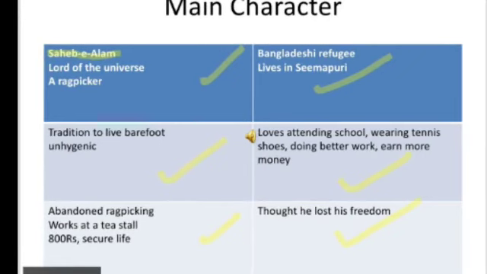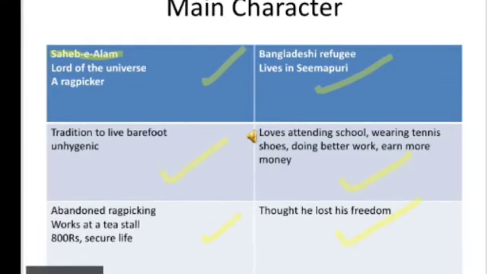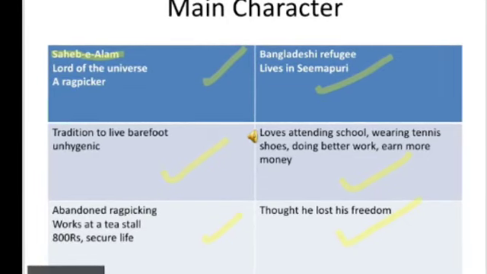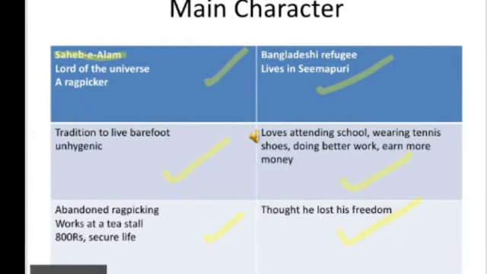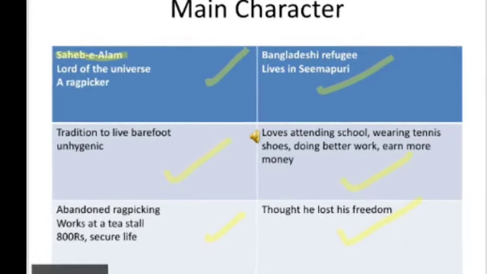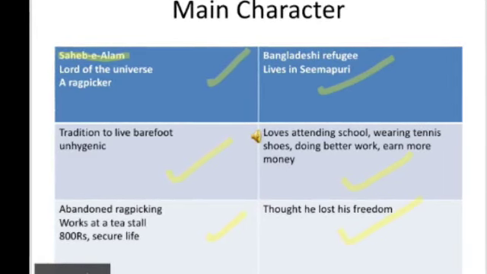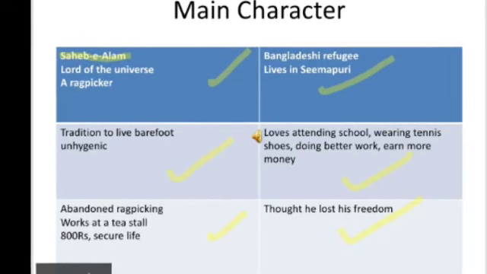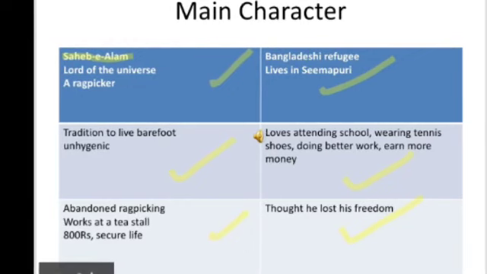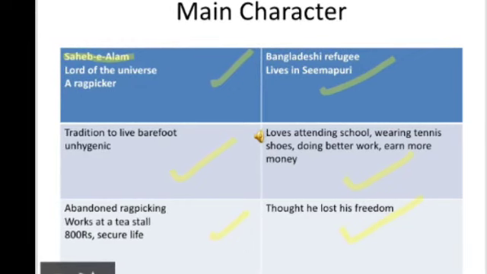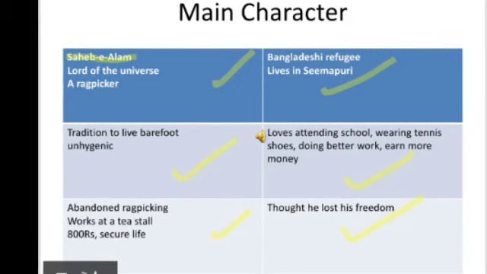So the first character is Saheb-e-Alam. He is a rag picker, and there is a contrast in his name because the literal meaning of Saheb-e-Alam is Lord of the Universe, whereas he is a simple rag picker. He is a Bangladeshi refugee and lives in Seemapuri. As per the tradition of the people who live in slums, he has to live barefoot in unhygienic conditions. But there is a contrast in the story because he loves attending school and wearing tennis shoes.